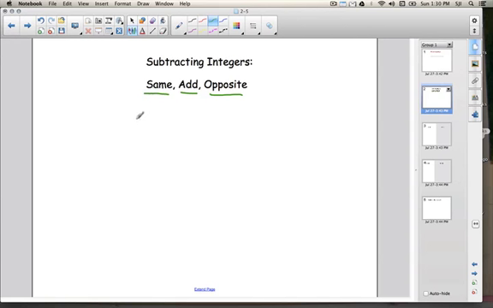Let's say that we have the subtraction equation 3 minus negative 4. Here's what you're going to do. We're first going to do the word same. That means we start at the beginning of our equation, take this 3, and keep it the same. So I'm just going to write down a 3. And then we're going to do the word add. That means right here, instead of subtraction, we're going to change it to adding.